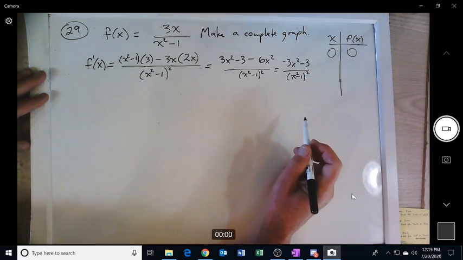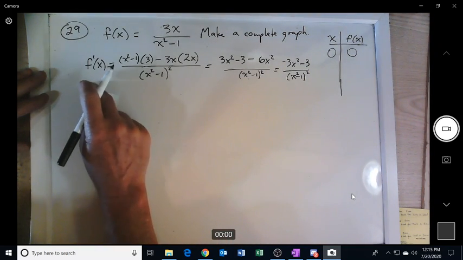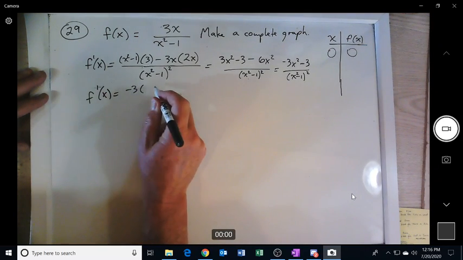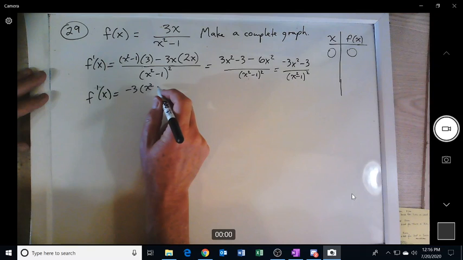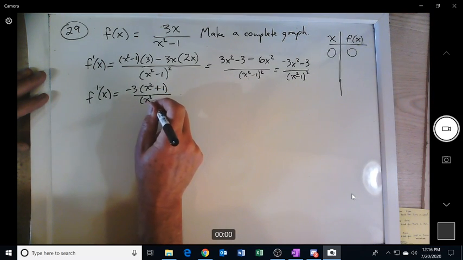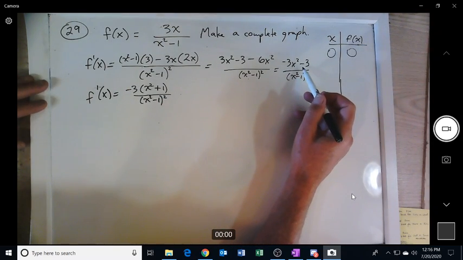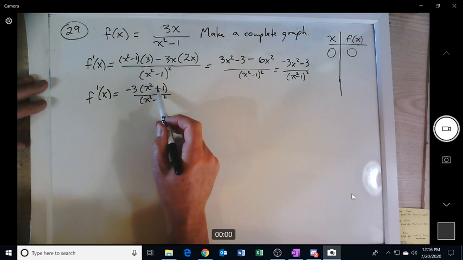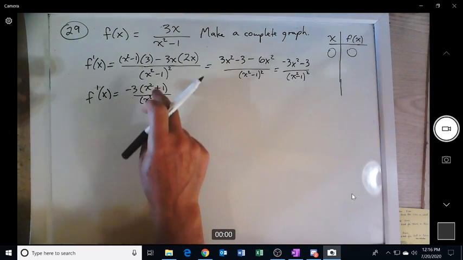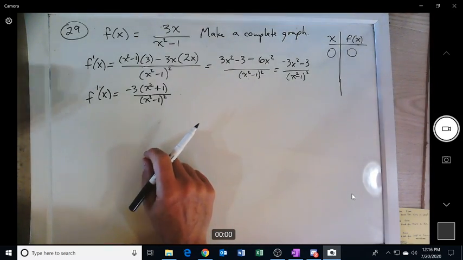And then I might simplify that further. f prime of x equals, if I factor out a negative 3, I'm going to get x squared plus 1 over x squared minus 1 squared. If that had been a minus 1, then we could have reduced. But when it's a plus 1 and these don't match exactly, we can't simplify that anymore.